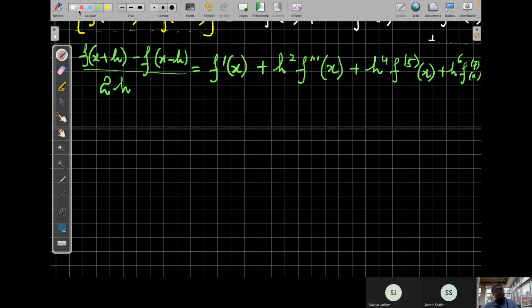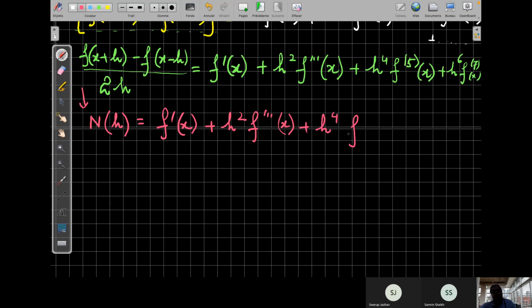What I am going to do is just write this particular expression like this. Whatever this expression is, I am going to write a simpler one. I am just writing it as N of h. Okay, this is going to become f prime x, and then h square and the third derivative, then h to the power 4 and the fifth derivative, the sixth power of h, the seventh derivative and all that, going up to infinity.